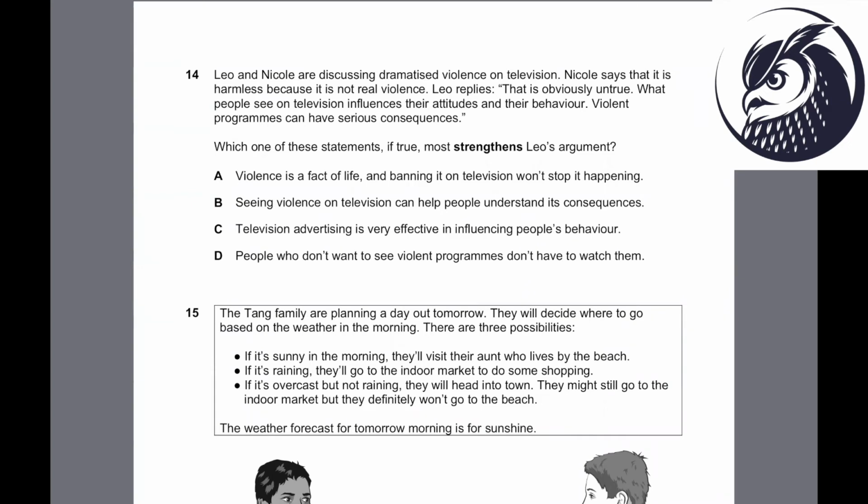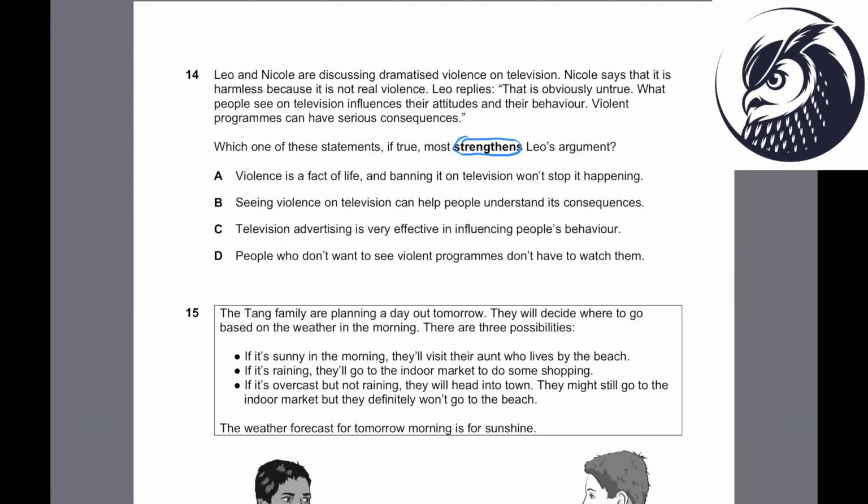Let's have a look. Leo and Nicole are discussing dramatized violence on television. Nicole says that it is harmless because it is not real violence. Leo replies, that is obviously untrue. What people see on television influences their attitudes and their behavior. Violent programs can have serious consequences. Which of the following, if true, most strengthens Leo's argument?